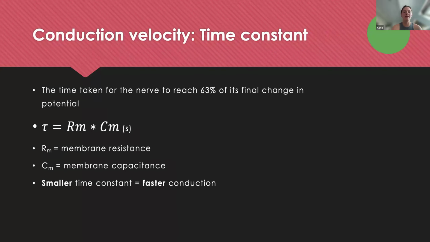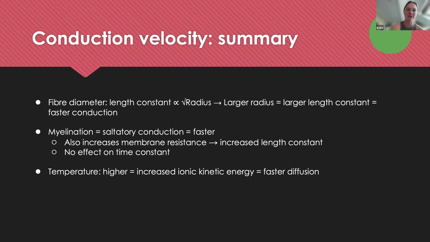And this is just a summary of what I've just spoken about, more useful for your notes, but it explains the effect of myelination on conduction. And for example, the effect of temperature. If you have a higher temperature, you have increased ionic kinetic energy, increased diffusion, and so ions move quicker across the membrane, so you have higher conduction.